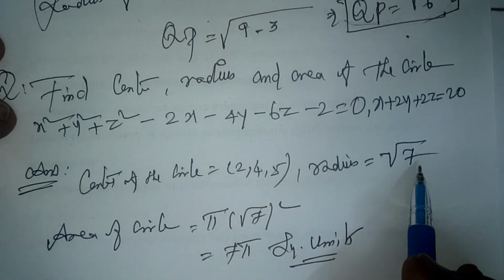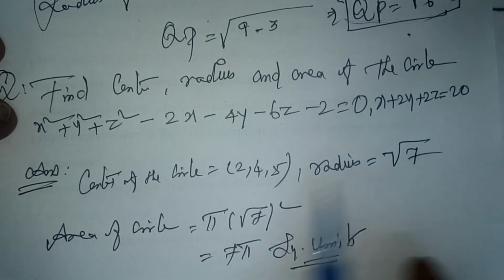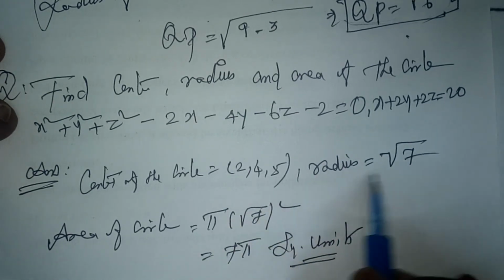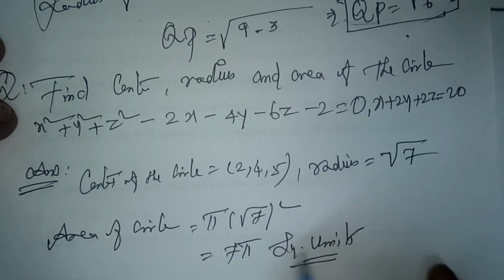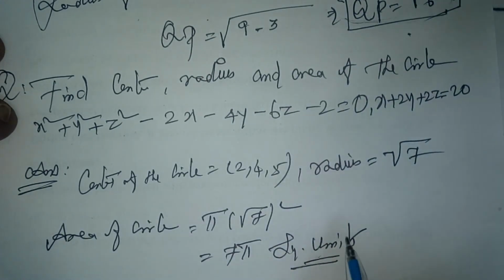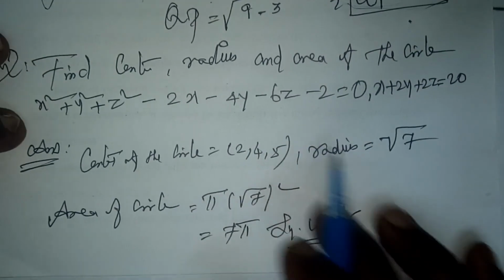You can verify it. The other question is to find the area of the circle. The area of a circle, as you already know, is pi r square, pi times radius square. The radius of the circle is square root of 7, so I get 7 pi square units. So this is the area of the circle.